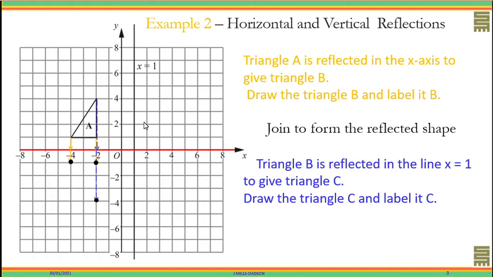At the end, join the end of the lines. So that's my B. Now I'm supposed to reflect B to give a triangle C, and the mirror line is x equals 1. X equals 1 is this line already there for us.